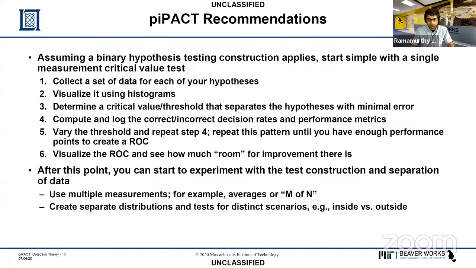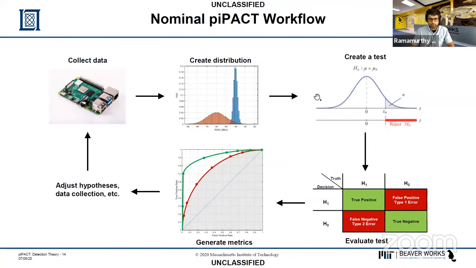Okay. And so if you look at the life cycle of this whole thing, it's fairly straightforward. You're going to collect data. You should create distributions. Create some sort of test based on the distributions you see. It doesn't have to be this critical value or threshold. And then you're going to evaluate that test. You're going to see how many true positives, true negatives, and what sort of errors you have. And then you're going to generate those metrics so that you see where you are in the art of the possible.